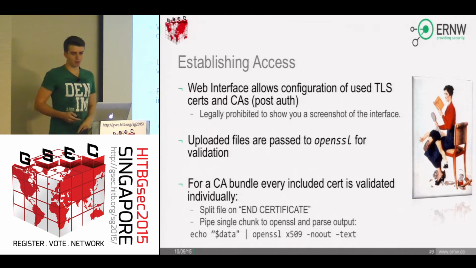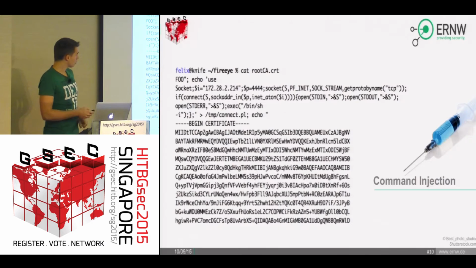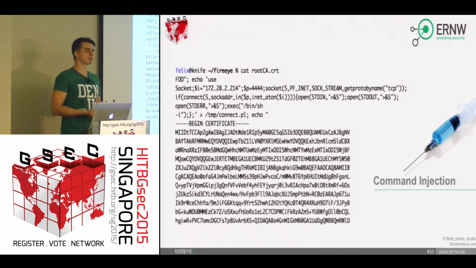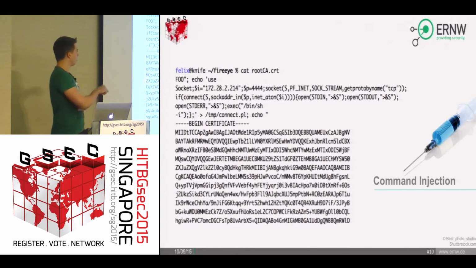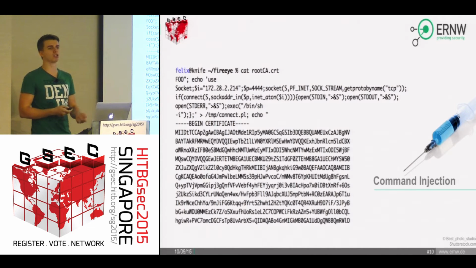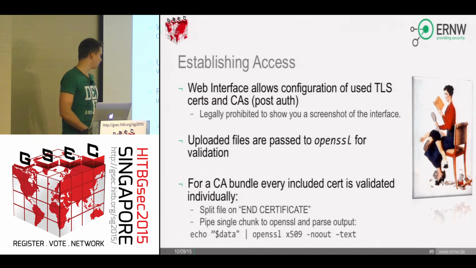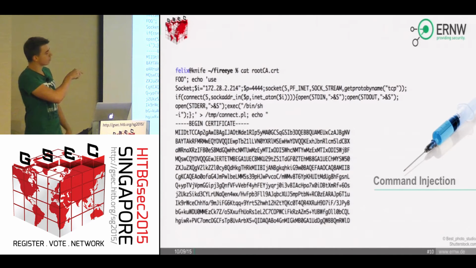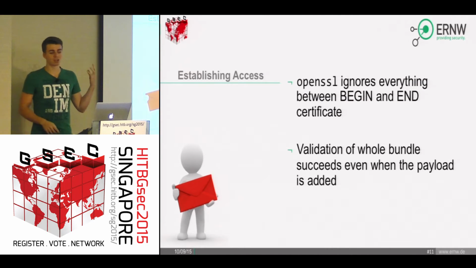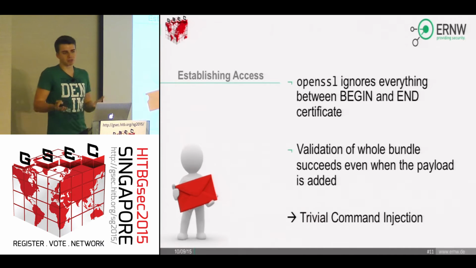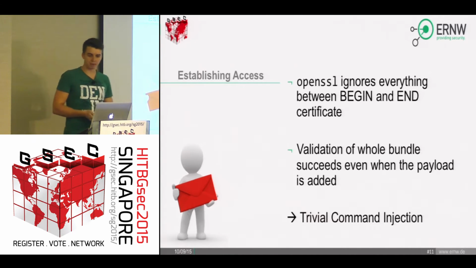Now, if you have ever worked with OpenSSL, the command line tool, you might know it's pretty relaxed about what kind of input it accepts. The only important thing is the stuff between the begin certificate and the end certificate, but at the beginning you can just put arbitrary junk. And if you look back at the pseudocode, they basically have an echo and pipe it into a pipe. So if you just start your junk with double quotes, you break out of the quotes, and then you have a completely standard trivial command injection. So this is nothing too interesting, but it gives you a shell.